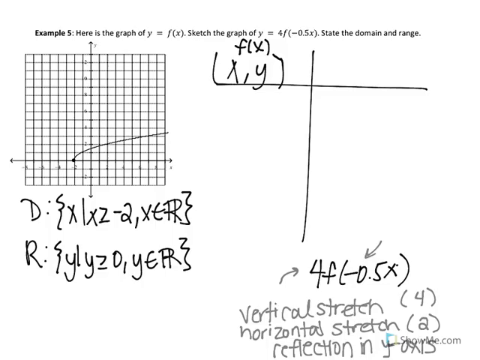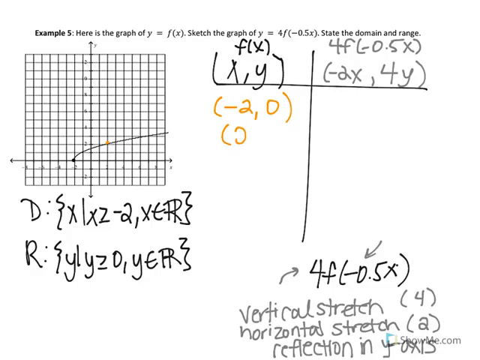So our new point for 4f of -0.5x is going to be at -2x and 4y. That is our new point. So we have a point at -2 and 0, and it also looks like we got a point at, let's go with this one, 2 and 2.